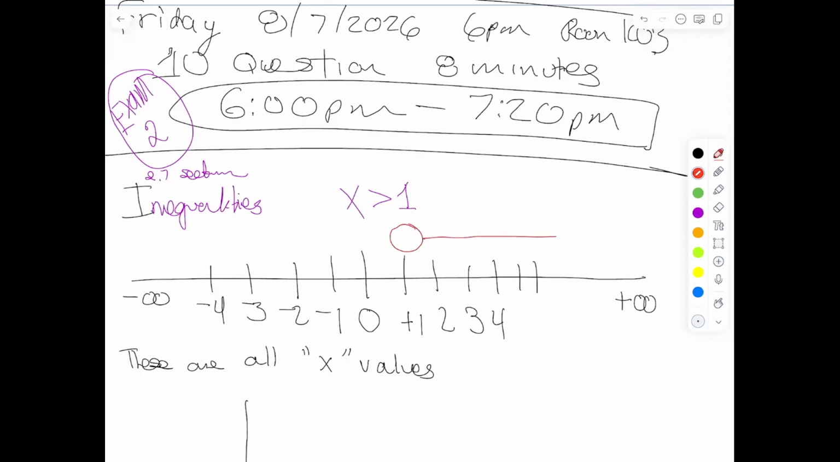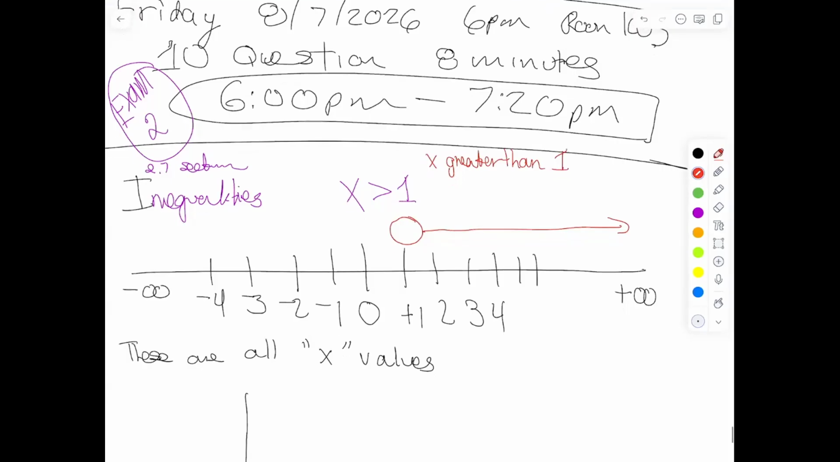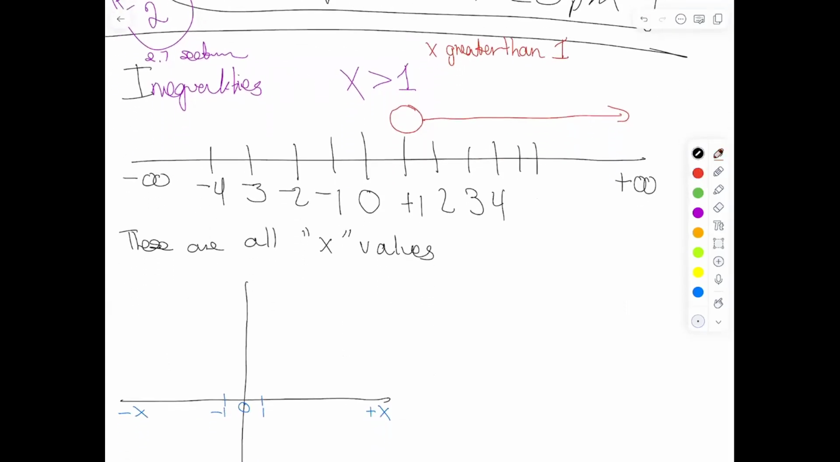And I'm going to go like this. Because does my x value include 1? Or does it say it has to be greater than 1? It says it's greater than. This says x is greater than 1. Right? Now, let's do the same problem.